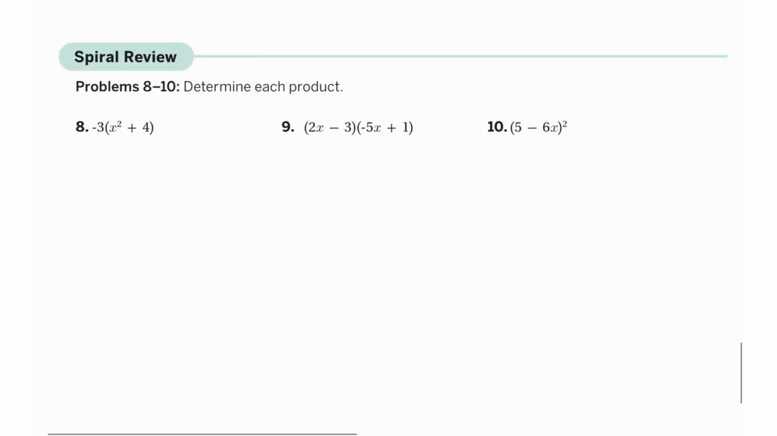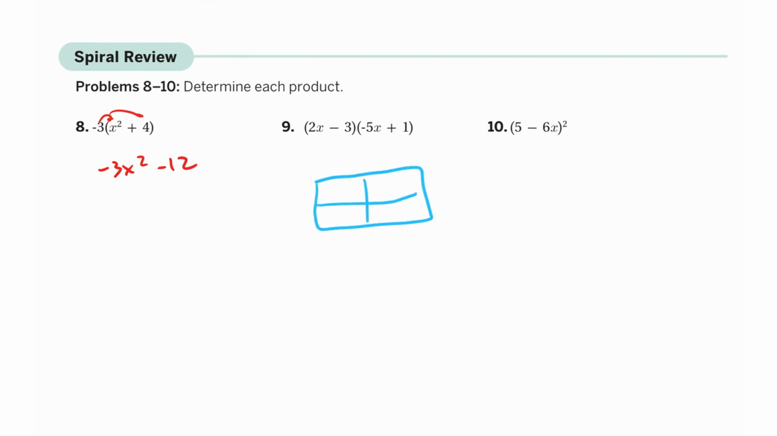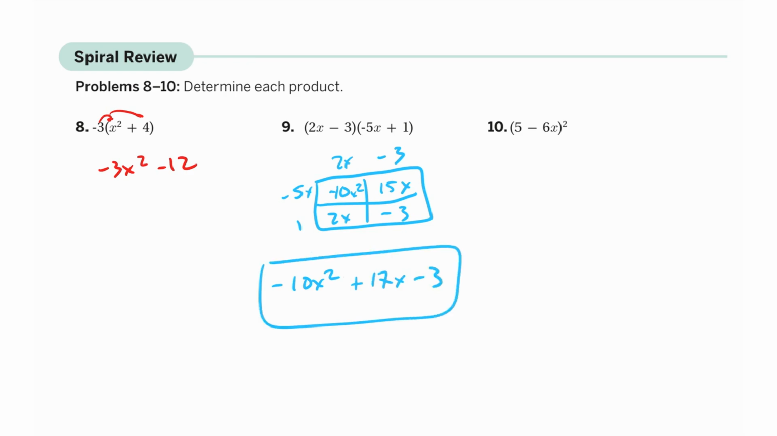Problem 8 through 10, determine each product. So in this one here, distributing to get negative 3x squared minus 12. That's pretty straightforward. Number 9, I'm going to use my trusty box here, 2x minus 3, negative 5x plus 1. When I multiply, I get negative 10x squared plus 15x, and then plus 2x minus 3. Combine like terms to get negative 10x squared plus 17x minus 3.